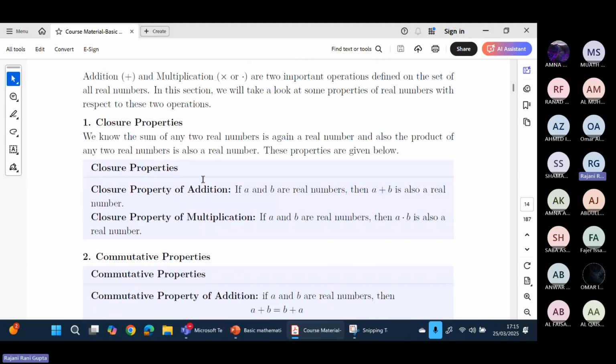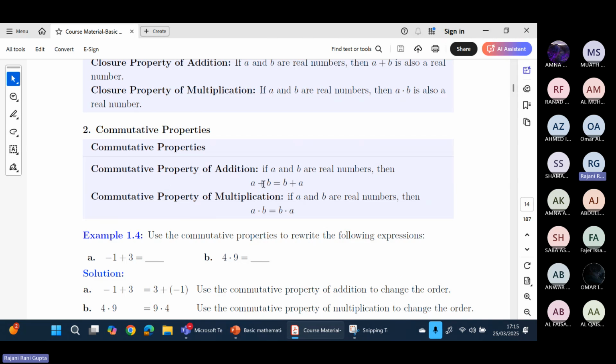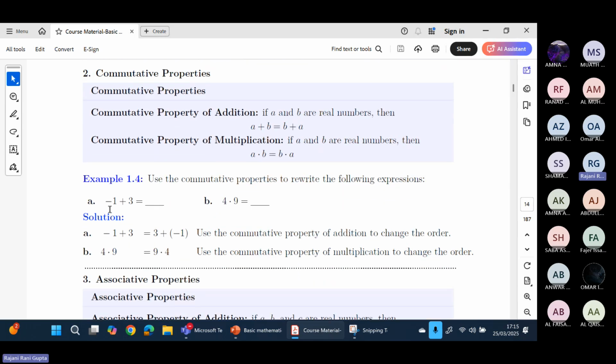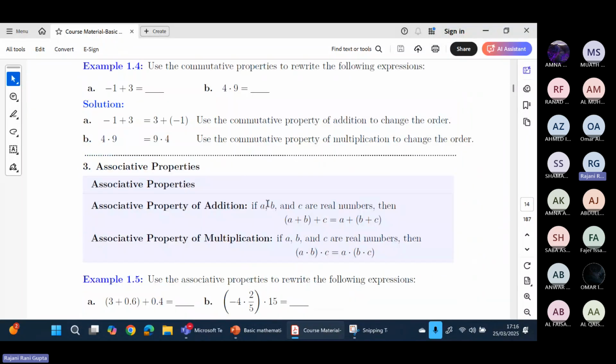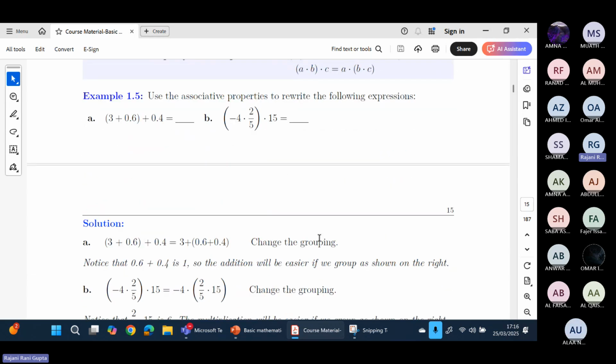Moving to 1.2, remember the names of the properties. Commutative. What does the commutative property do? It will change the position. It is true only for plus and multiply. Like -1 plus 3 is 3 plus -1. 4 into 9 is 9 into 4. Associative, 3 numbers. It changes the position of the bracket. Again, it is for plus and multiply, not for anything else.